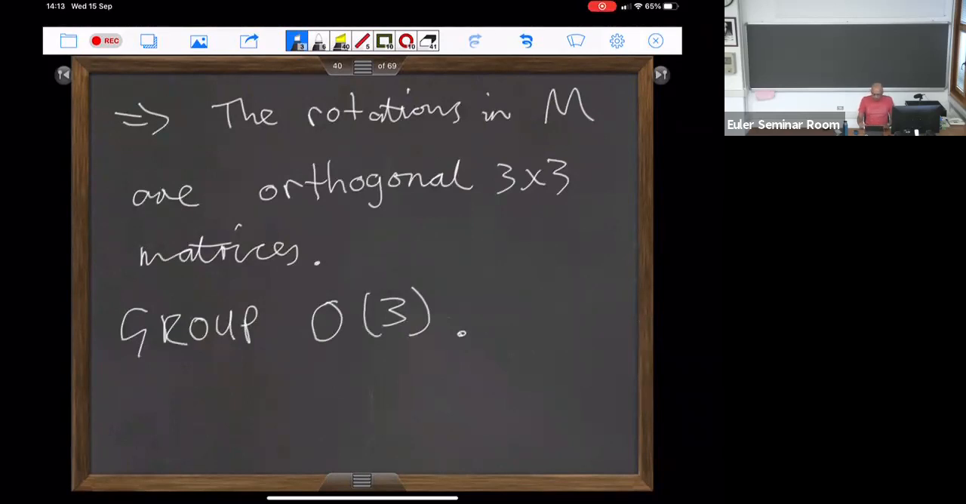All right, so that means that the rotations in M are the set of orthogonal 3x3 matrices, and these also have the structure of what is called a group, and this group is denoted as O3, O standing for orthogonal, and 3 because it naturally acts on 3-dimensional vectors.